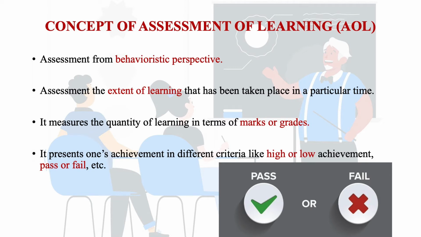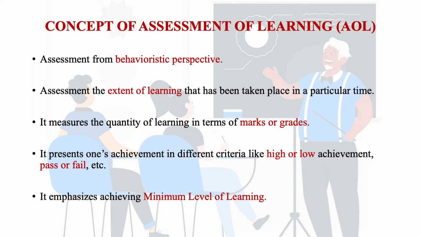Further, assessment of learning presents one's achievement on different criteria, like high or low achievement, pass or fail. So, friends, when we conduct a test, we evaluate the responses of the learners, and then we provide a mark or a grade. That grade may be higher or lower. The percentage of marks may be 40%, 60%, or 80%. So through assessment of learning, we fix certain criteria, and as per the criteria we present the achievement and performance of the learners, either high or low performance, and pass or fail, whether the learner passed or failed a particular subject over a particular time period. That we also do through assessment of learning.